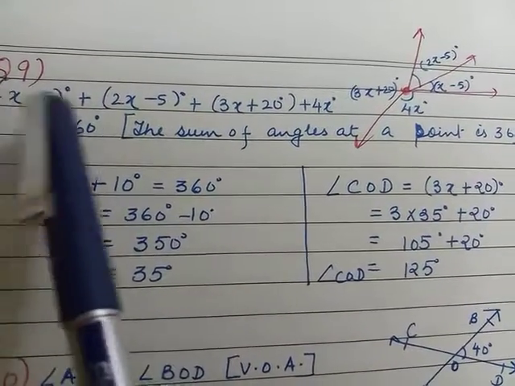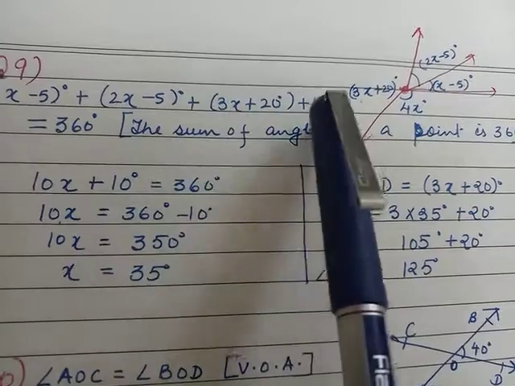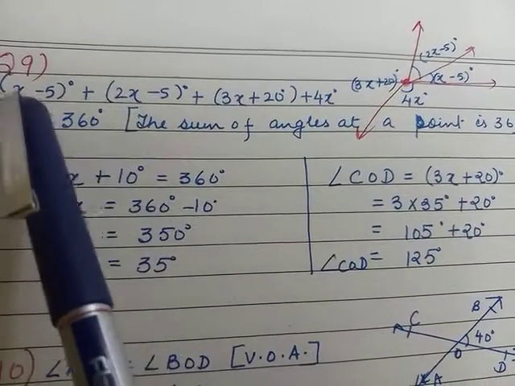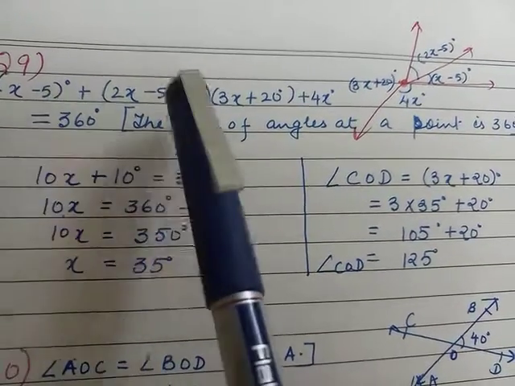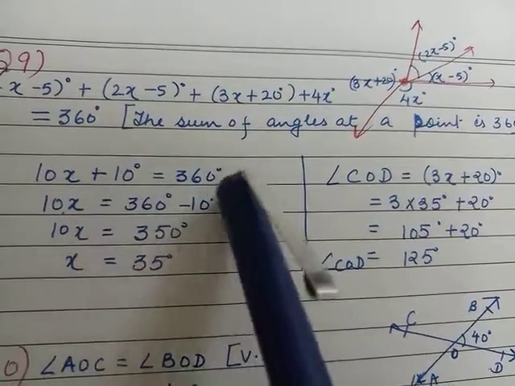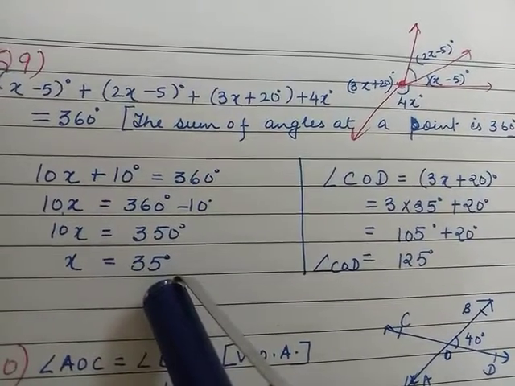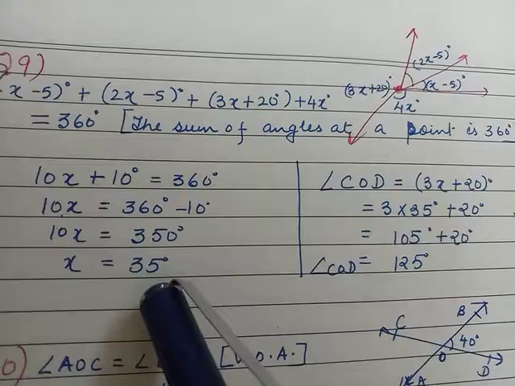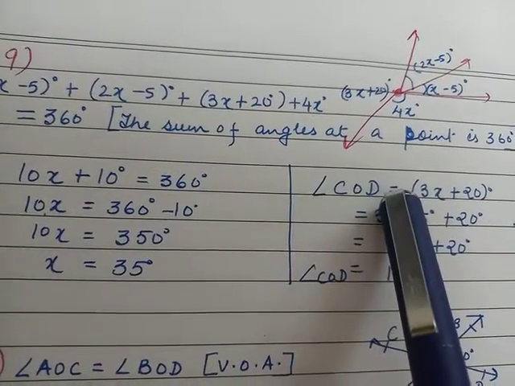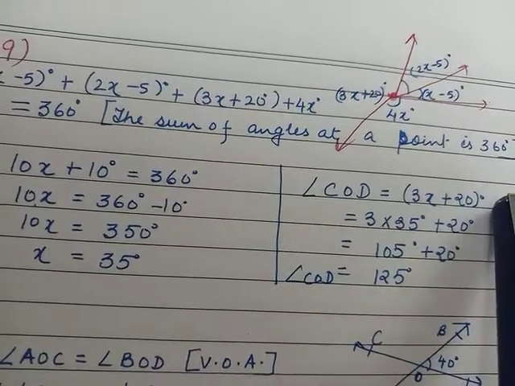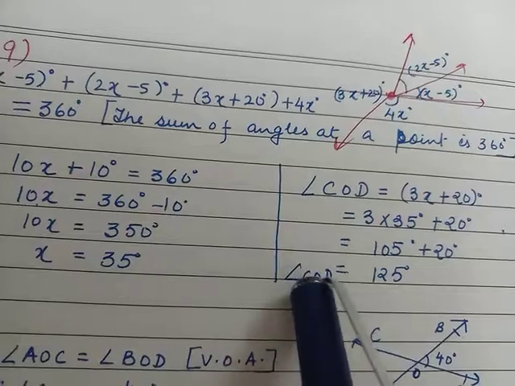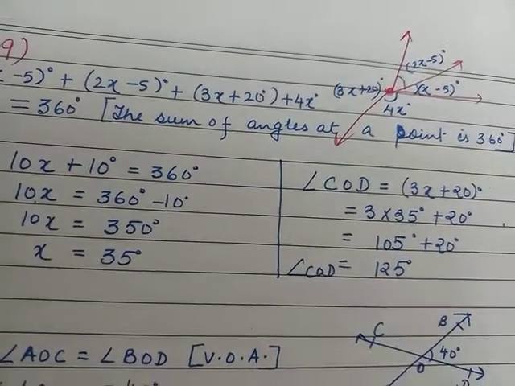So if we sum x plus 2x plus 3x and 4x: 4 plus 3 is 7, 7 plus 2 is 9, and 1 makes 10x. Minus 5 gives minus 10 and plus 20 gives plus 10. So we get the value of x as 35 degrees. Now we are looking for the measurement of angle COD. Angle COD is equal to 3x plus 20. We substitute the value of x and we get the value of angle COD as 125 degrees.